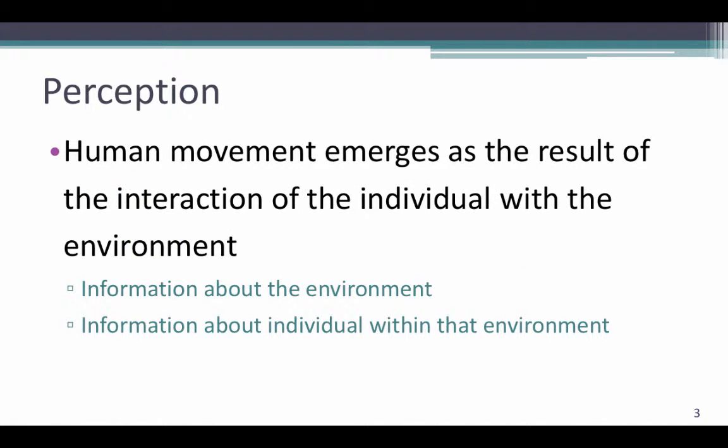To start, let's talk about what perception is and why it's important. Since we've established that human movement emerges as a result of the interaction of the individual with the environment, the ability to gather information about the environment is essential in creating that interaction. In order to gather the information, we must perceive the information through our senses.